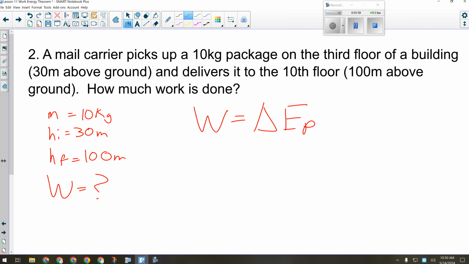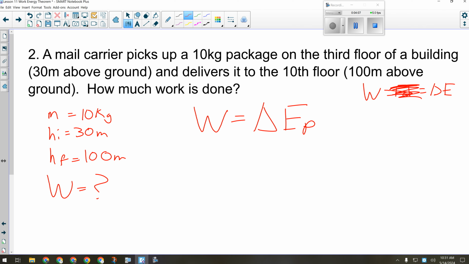In order to change potential energy, we have to do work. The question wants to know how much. Okay, now we already know there's 2 ways to calculate work. Work can be force times distance, or it can be a change in energy. In this case, we're not given any of that. So this time we're going to use change in energy. Some questions you'll put force times distance equal to the change in energy. We'll get to those. All right.